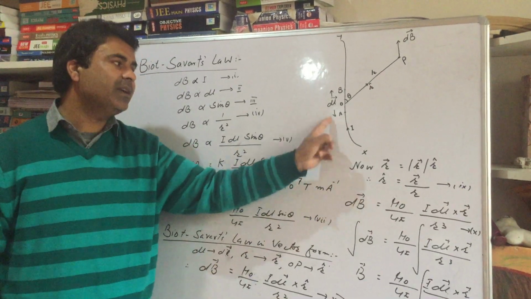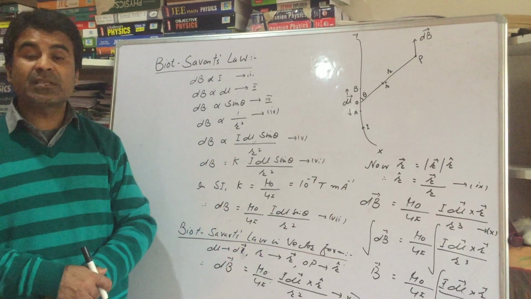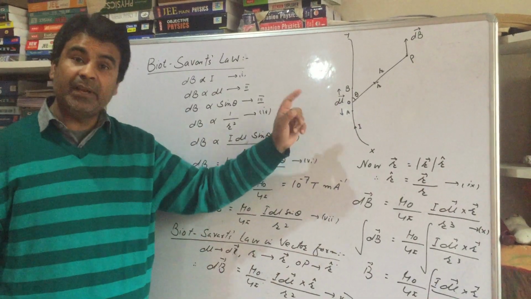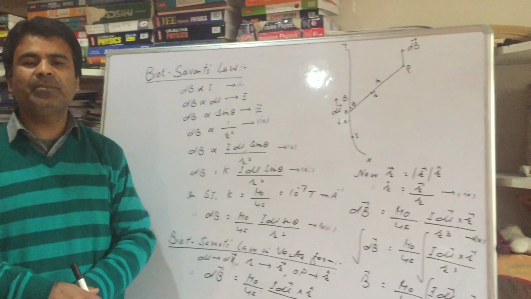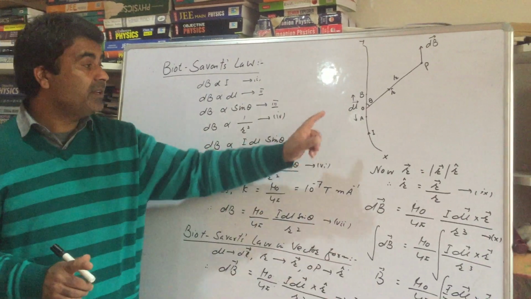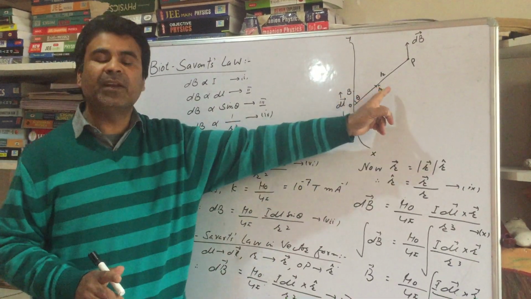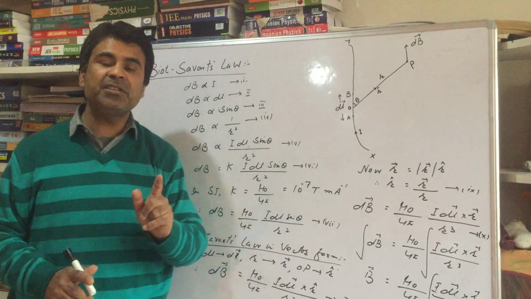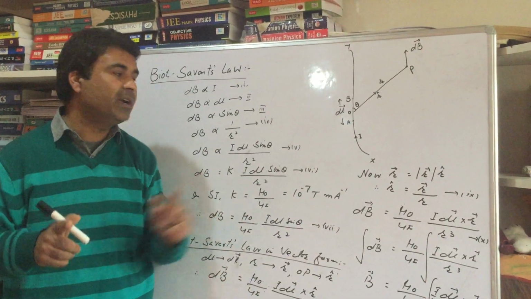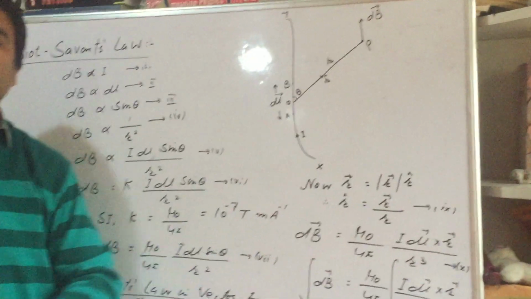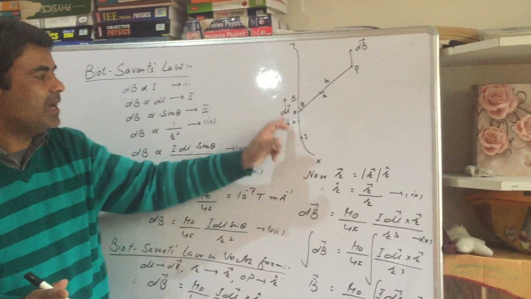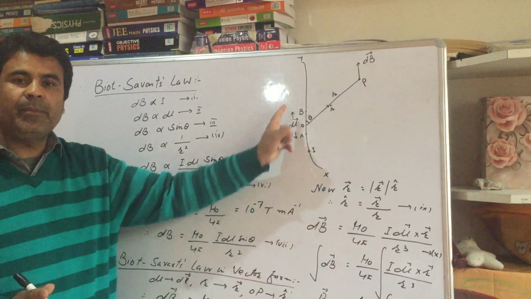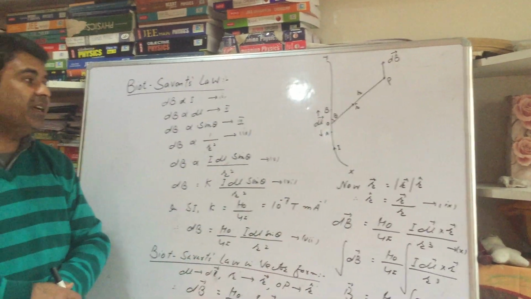This product of current and the length of the element is called the current element, and this current element is a vector quantity whose direction is the same as the direction of flow of current, and it is the basic source of magnetic field. Like electric charge is the basic source for electric field, the current element is the basic source of magnetic field. So I have divided the conductor XY into small elements. I took one element AB whose length is dl.